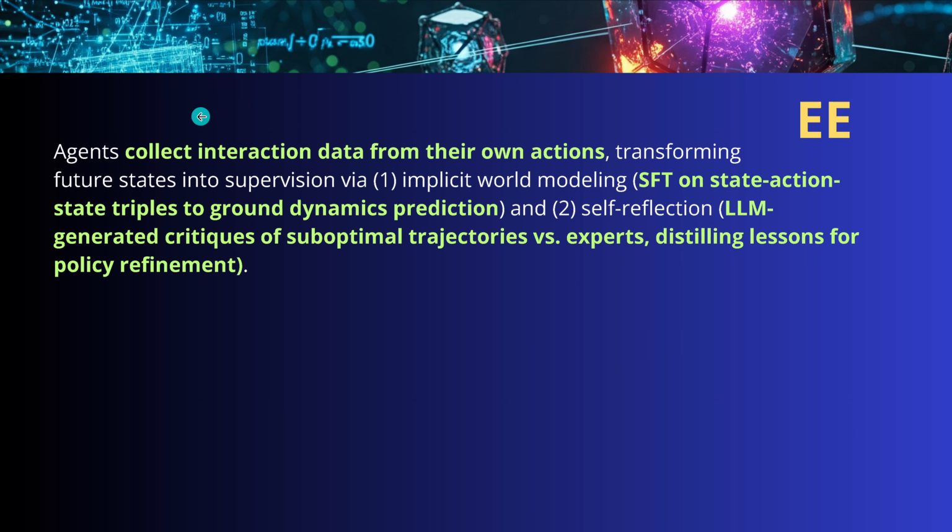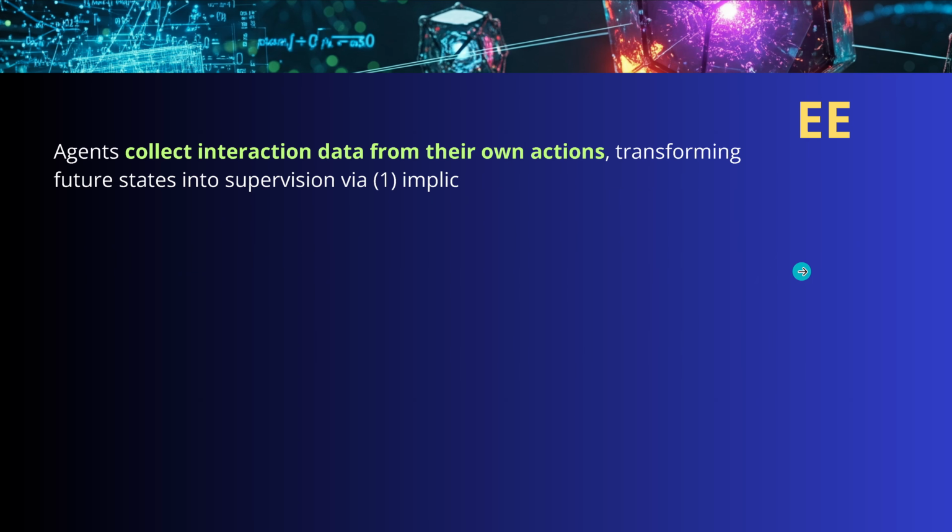The agents collected interaction data from their own actions, transforming future state into supervision via implicit world modeling. We have here the supervised fine-tuning on the state, action, state triplets to ground the dynamics prediction, and the self-reflection in EE, the LLM-generated critique of suboptimal trajectories versus the expert traces, distilling lessons out for our policy refinement.